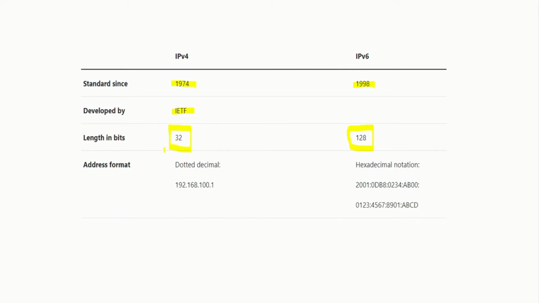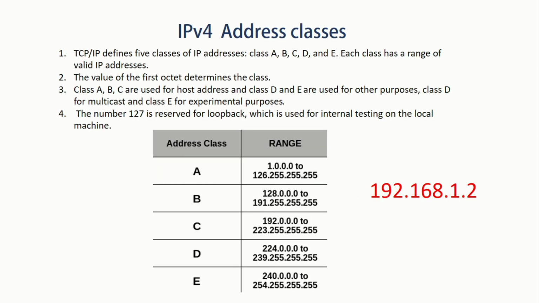Okay, IP version 4 is always denoted in dotted decimal format and IP version 6 is denoted in hexadecimal notation. No matter which number system your versions are in, your computer will always understand it in binary only. First it will convert it into binary and then it will understand, yes, this is the IP address of the given device. So now IP version 4 addresses are divided into various classes.